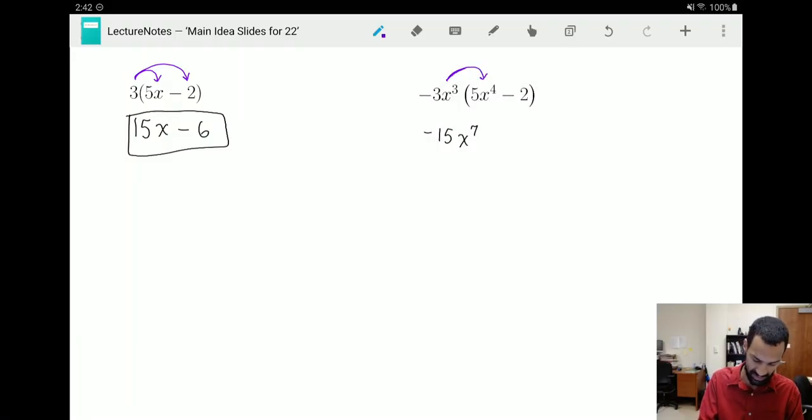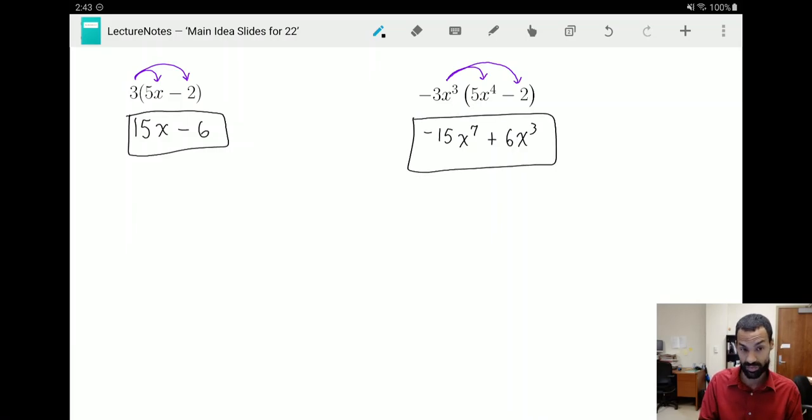Now let's distribute this negative 3x to the 3rd power times this negative 2. Well, negative 3 times negative 2 is a positive 6. Now what about the x's? Well, we had 3 x's here. We have no other x's here, but we still are bringing these 3 x's across when we multiply. So this is still going to be 6x to the 3rd power. So there we go, negative 15x to the 7th power plus 6x to the 3rd power.